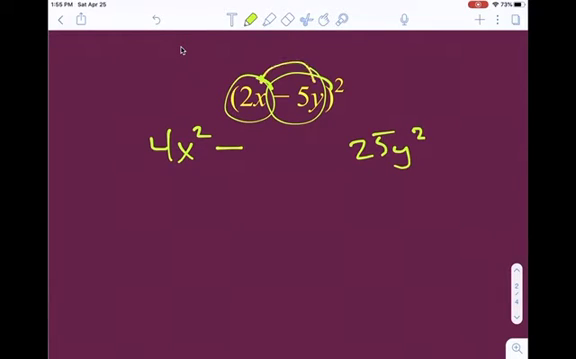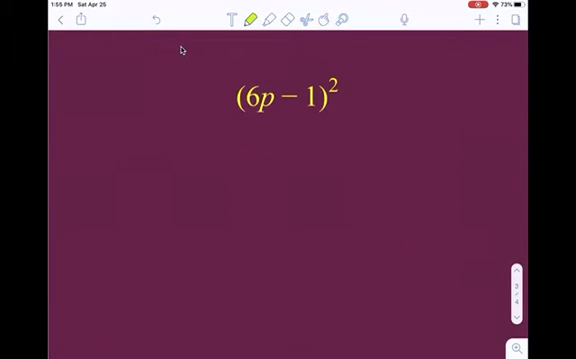And then my middle term is going to be negative. You go 2 times 5, which gives me 10, and then you put your x and your y together. So one of them is 10xy, and it's negative 10xy. And then just double it, so you get minus 20xy plus 25y squared.